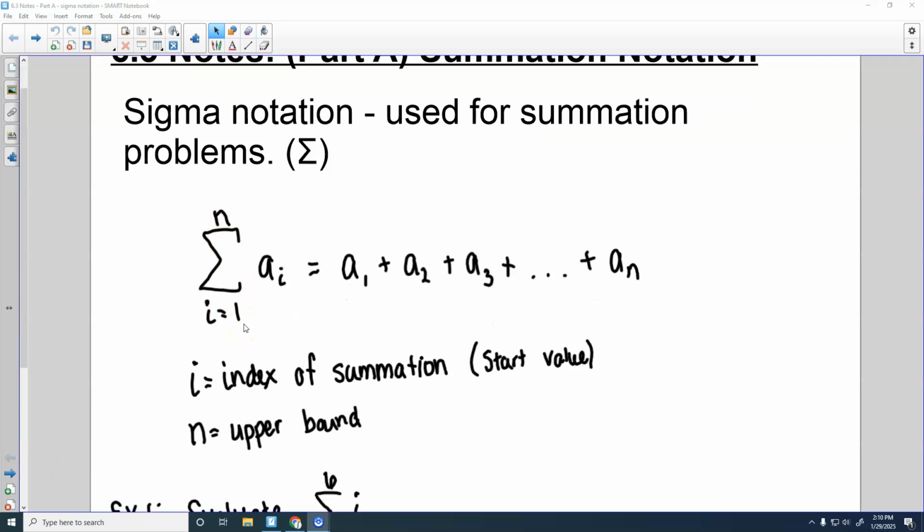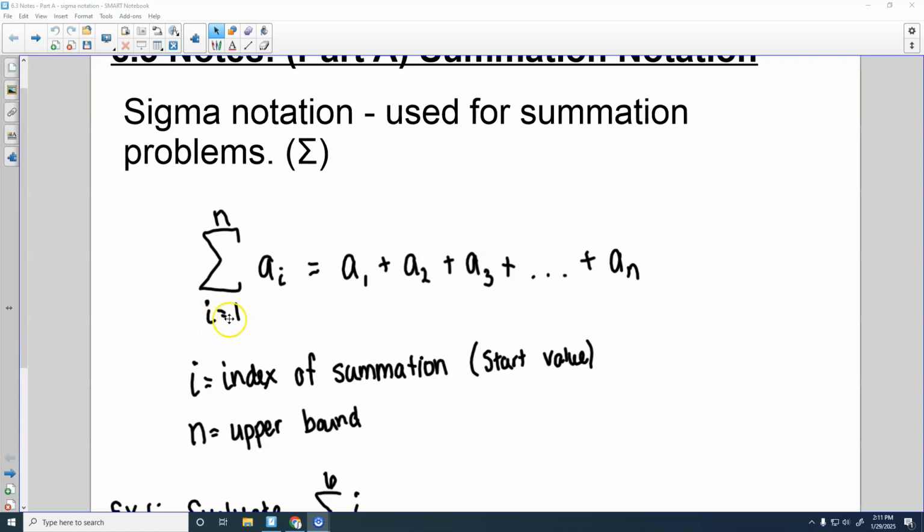Whenever you see sigma notation, it is the weird looking E symbol here. That is your Greek letter sigma. And then underneath it, you will see an index of summation. A lot of times it's an i. It's not always an i. It can be a different letter here, but a lot of times you'll see an i. It's not i like the square root of -1. It's just the letter i.